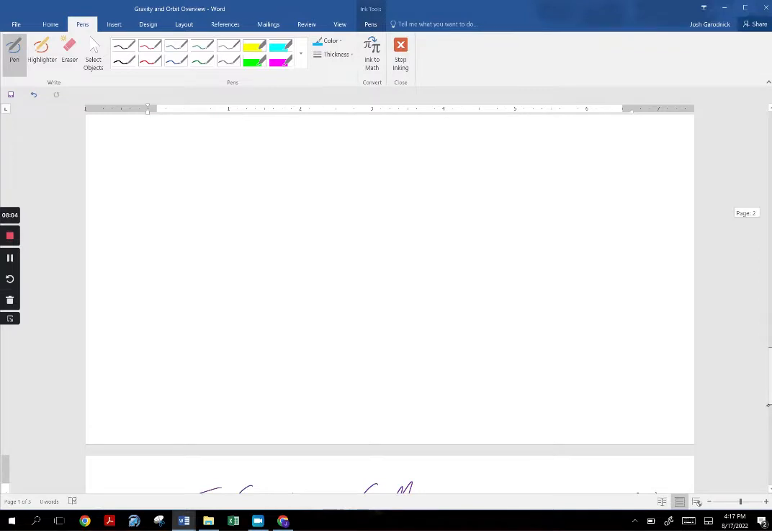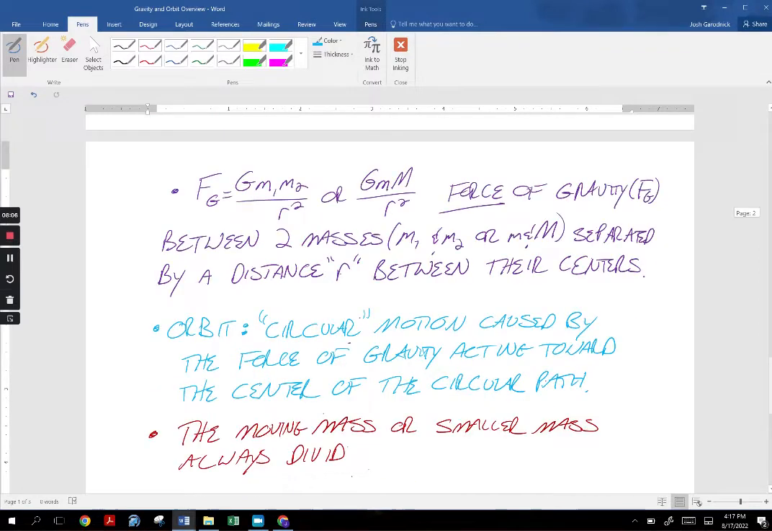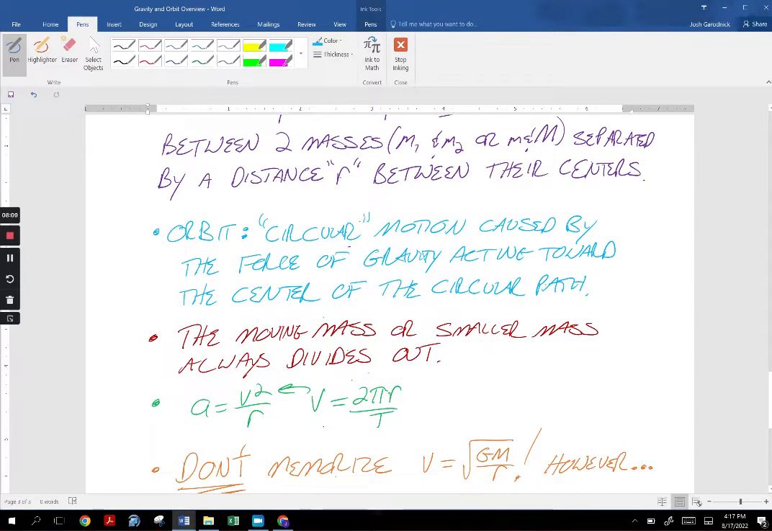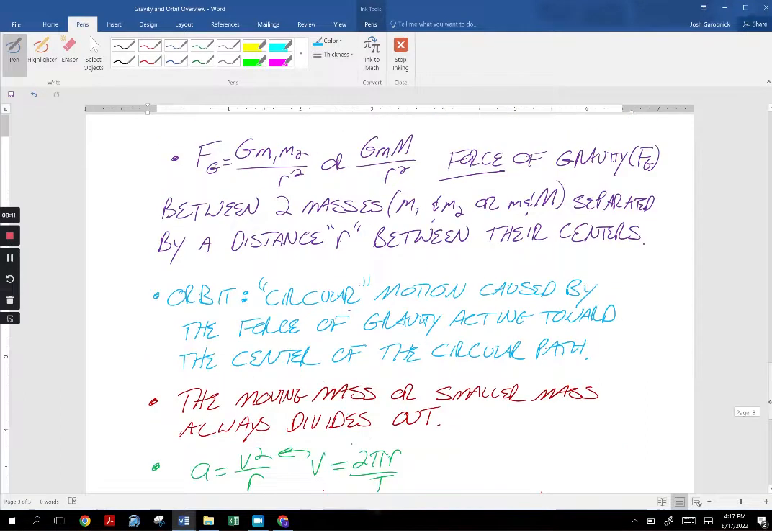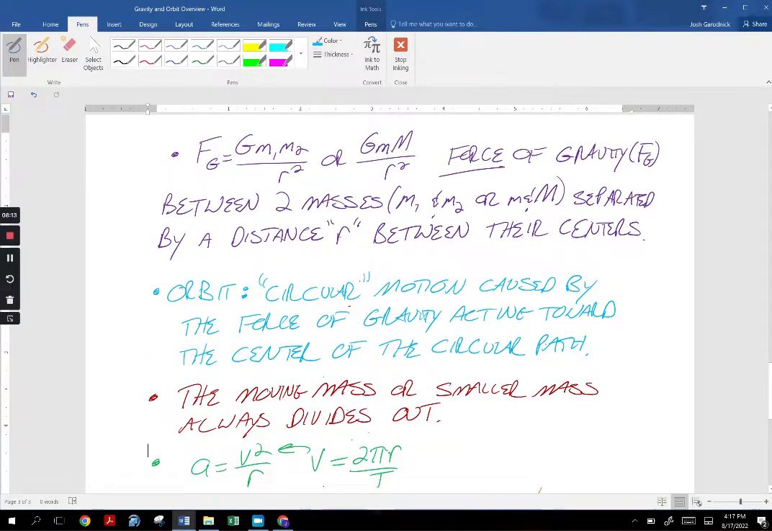So a little bit of a summary here. In class, we derived an expression for the force of gravity, which can be written as G, which is a constant, mass 1, mass 2 over r squared, or GMm, where there's lowercase, capital, whatever you want to do. However you like to write it, it's fine with me. And this is the force of gravity, hence Fg, between two masses, hence m1, m2, or little m, big M, separated by distance r between their centers. Okay, it's center to center.